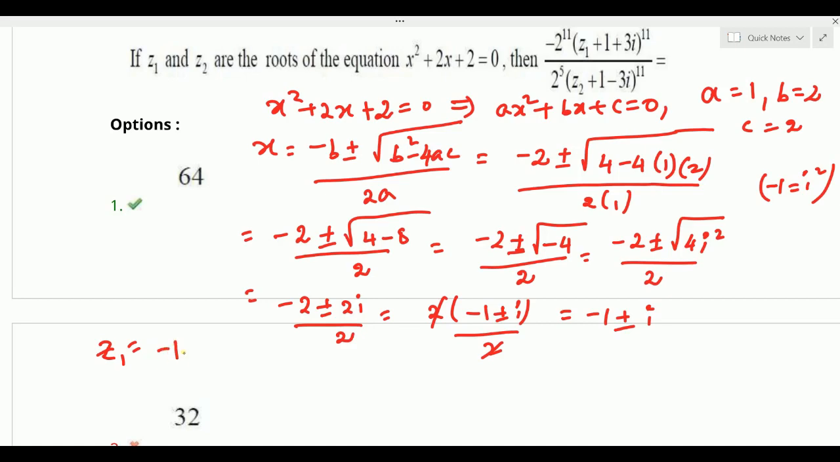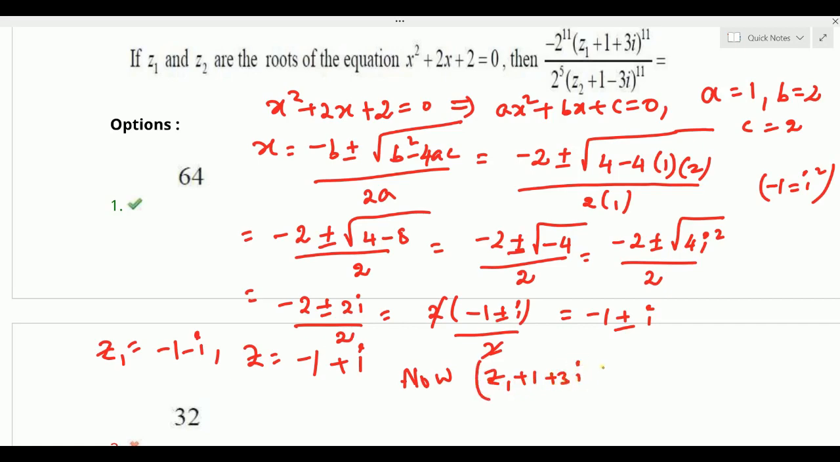z1 is taken as minus 1 minus i, z2 is taken as minus 1 plus i. Now z1 and z2 are ready. Now we want minus 2 power 11 of z1 plus 1 plus 3i whole power 11. Let's calculate this one by one. First of all, keep 2 power 11 in the numerator as it is, and calculate z1 plus 1 plus 3i whole power 11.